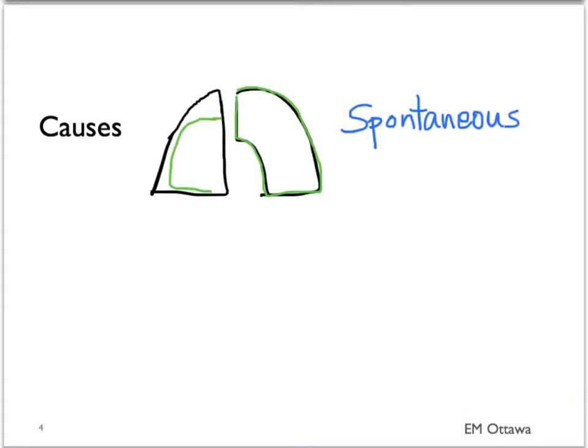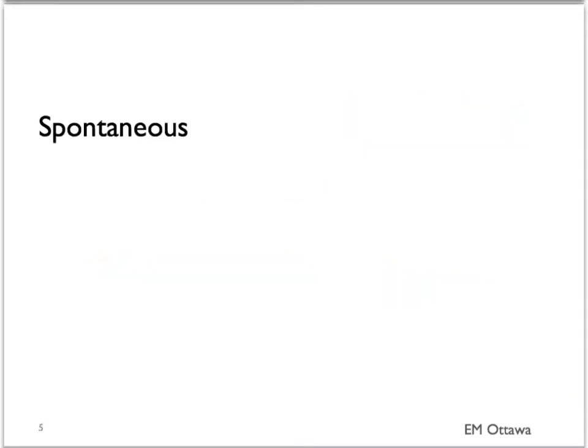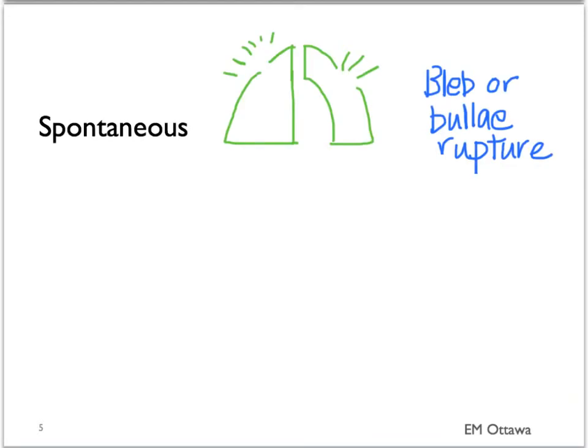How does a pneumothorax occur? It can occur spontaneously or by trauma. We will discuss each of these separately. Spontaneous pneumothorax happens when there are blebs and bullae that rupture in the patient's lungs. It can happen in patients with no underlying lung disease, also known as primary spontaneous pneumothorax. It can also happen in patients with underlying lung disease, that's known as secondary spontaneous pneumothorax.